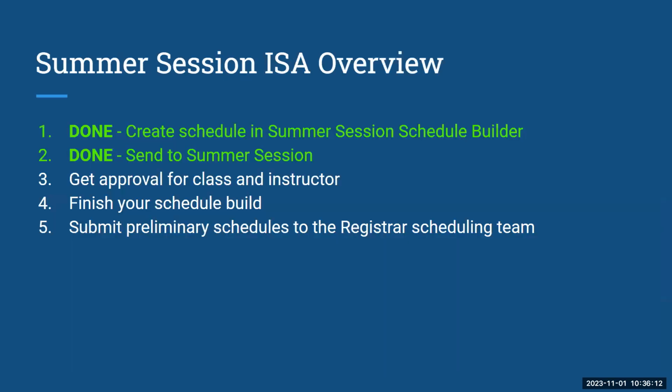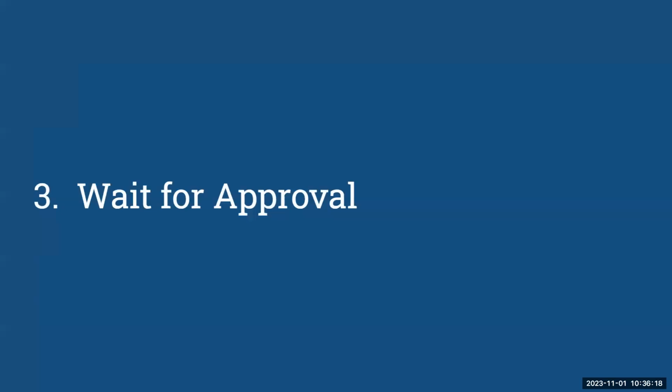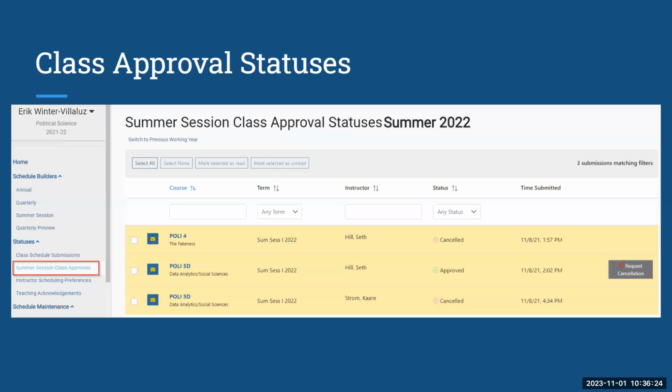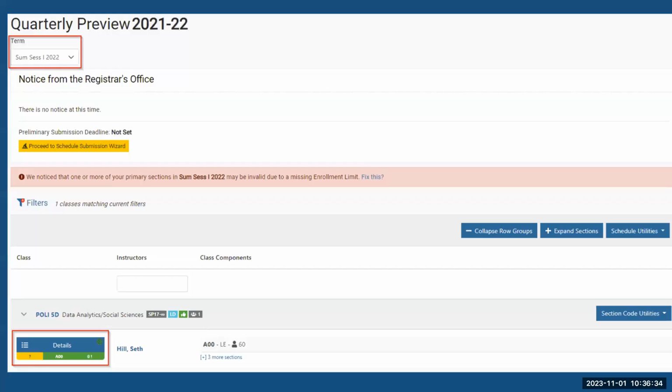All right, so we've done our initial build, we've sent to summer session, and now it's time to wait for the approvals. And so how do I find out where things are at? Well, there's a few different ways. On the sidebar, there's the summer session class approvals, where you can go and take a look and see whether or not stuff is approved, and you can sort by status. You can also look at that within the quarterly preview.